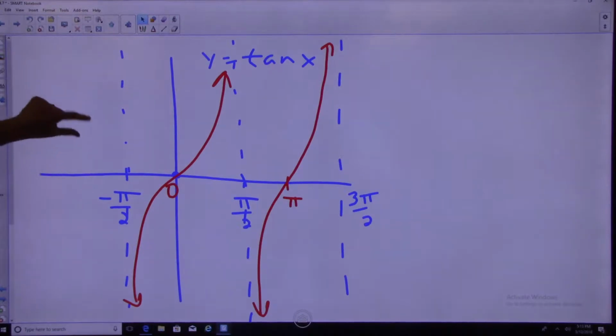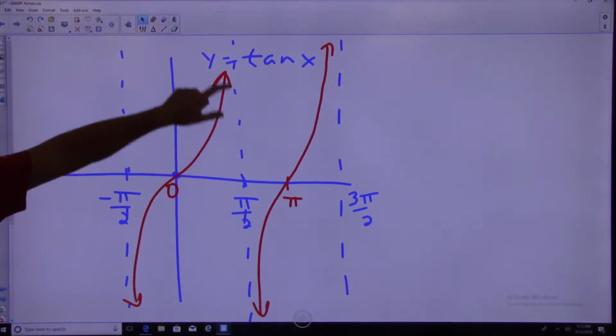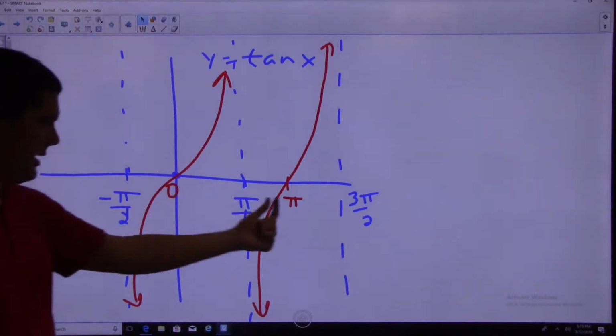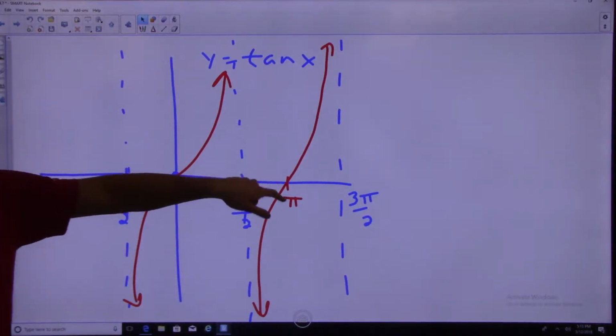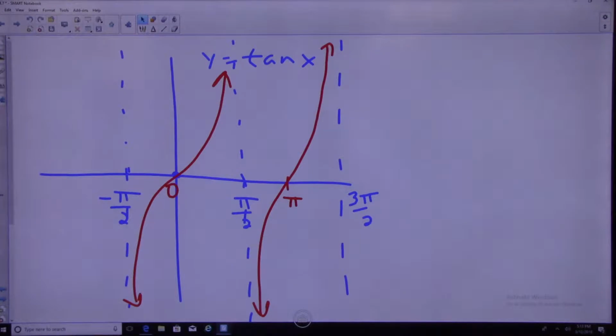We're always going to have asymptotes at negative pi over 2 and pi over 2 if we just have tangent x, and at odd multiples of pi over 2, I should say. And the zeros are always going to be at multiples of pi. Okay, so that's pretty much what I wanted to say with the graph. Now we're also going to write down the definition of inverse tangent.